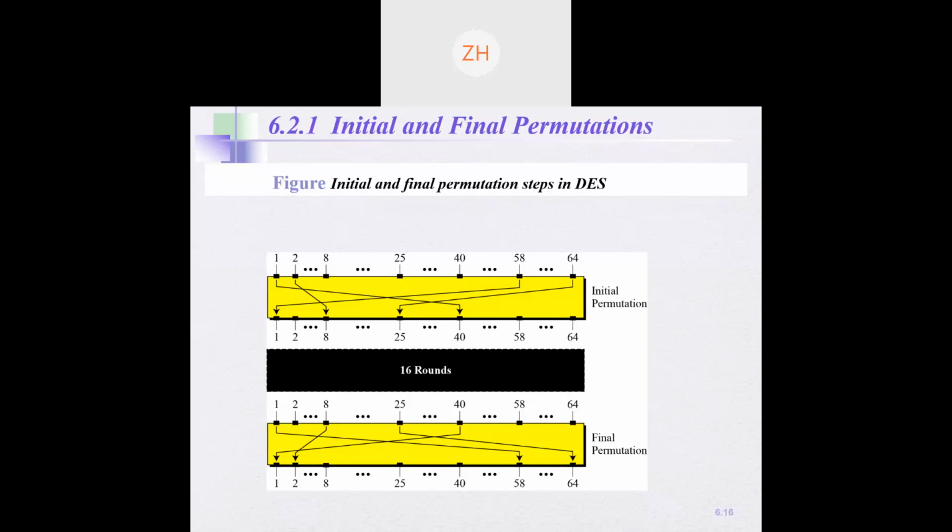So after the initial permutation, we get the new value of the block, not the block size, the block value. We got the new one. Then that will be the input to the 16 rounds of the DES itself. So after the final round, we perform the swapping here.